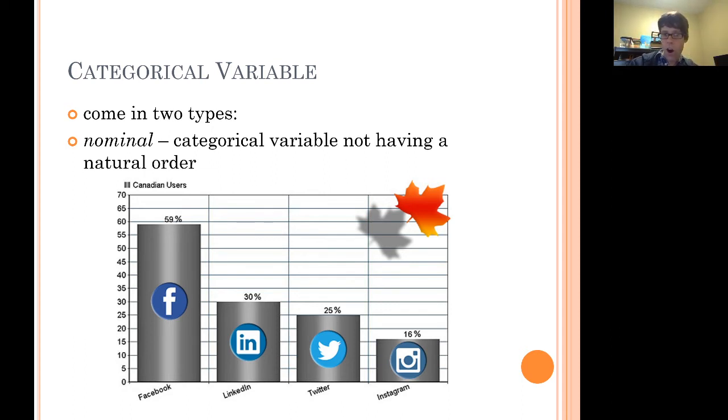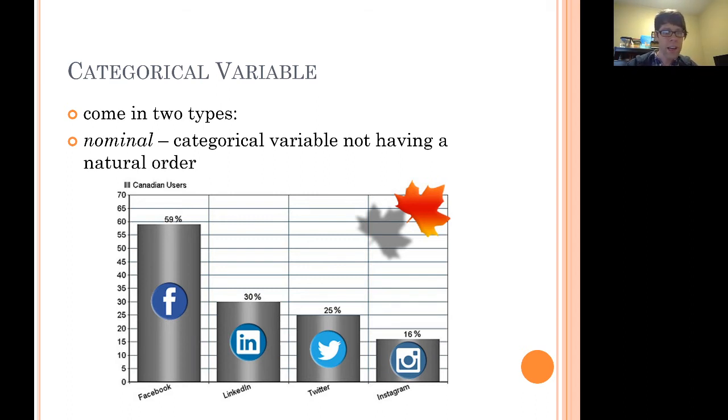We look at all of the people that use Facebook, and about 59% of them are Canadian users. Or we look at all the people that are on LinkedIn, and about 30% of them are Canadian users. That's what this graph is showing us at the moment. Notice that we have some kind of proportional analysis happening. So this tells us that we would be working with some kind of categorical variable. And notice at the bottom, this is the variable that we're working with. The social media platform might be a good way to label this variable: Facebook, LinkedIn, Twitter, and Instagram. Those are our social media or connecting platforms.